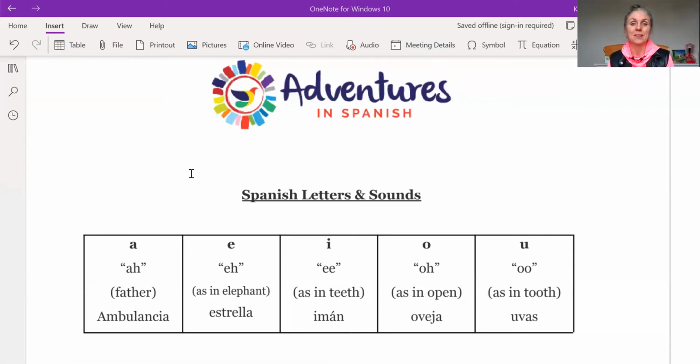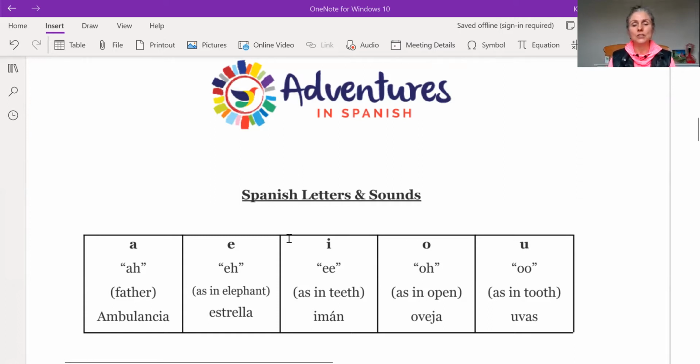All right, let's begin. So the first letter is the letter A. A, as in ambulancia. Ambulancia. Then we have the letter E. E, as in estrella. Estrella, which means star. Then we have the letter I.